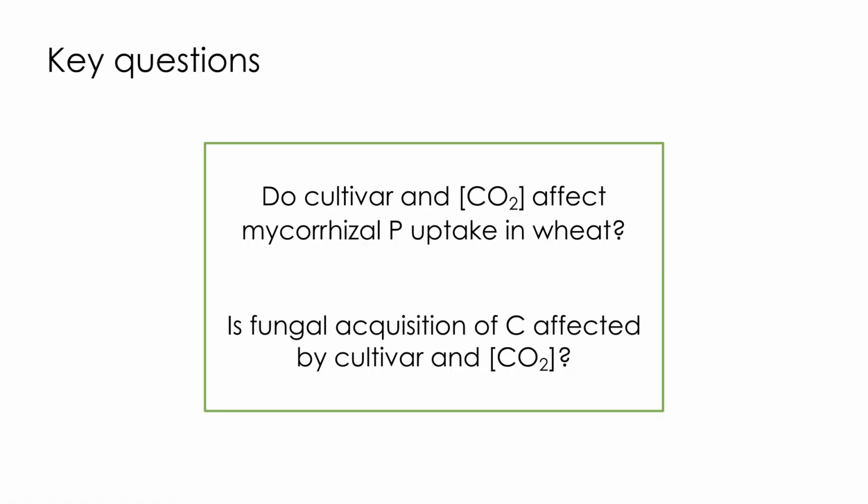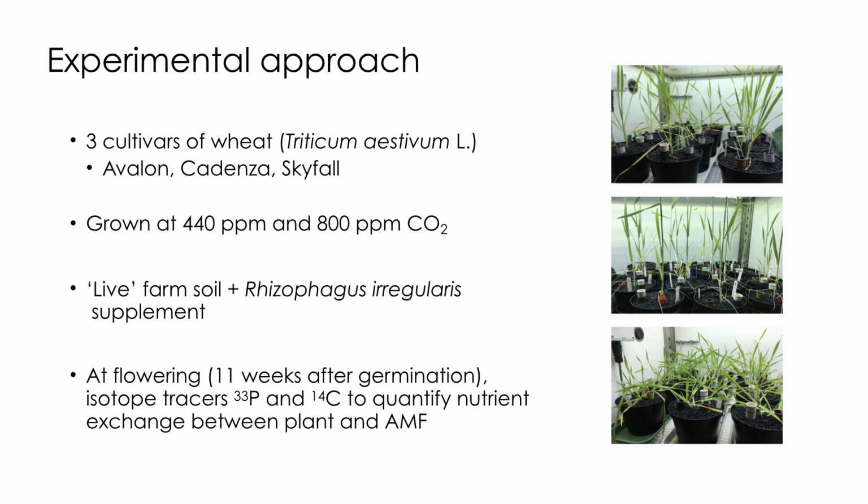So we've got two main questions for our project. Do cultivar and carbon dioxide concentration affect mycorrhizal phosphorus uptake in wheat? And the opposite side of that, is fungal acquisition of carbon affected by cultivar and carbon dioxide concentration? And we address this with some experiments in the greenhouse.